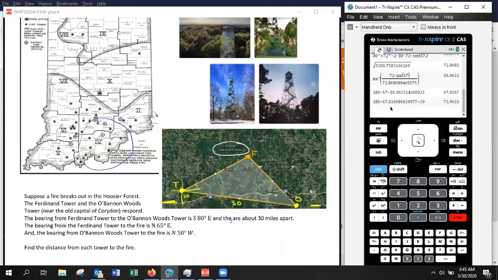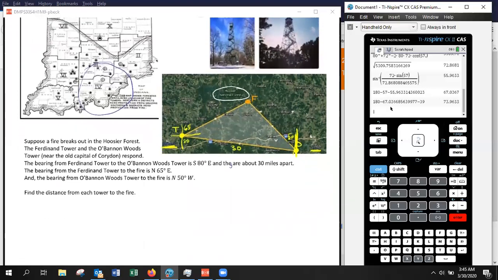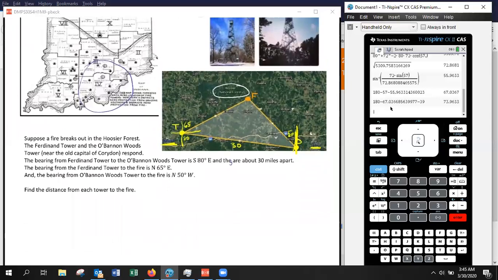The bearing from Ferdinand Tower to the fire is 65 degrees east of north. So this right here should be 65 degrees. And then the bearing from the O'Bannon Woods Tower to the fire is 50 degrees west of north. So that would be 50 right there. Our goal: find the distance from each tower to the fire.